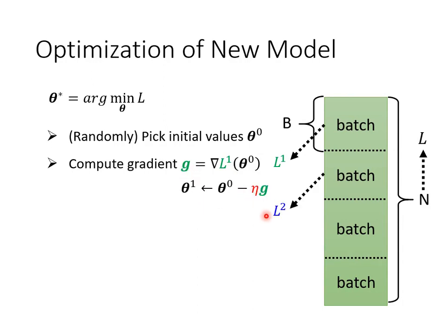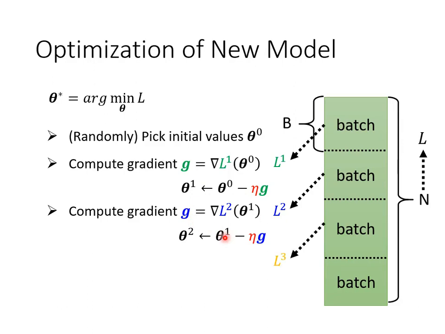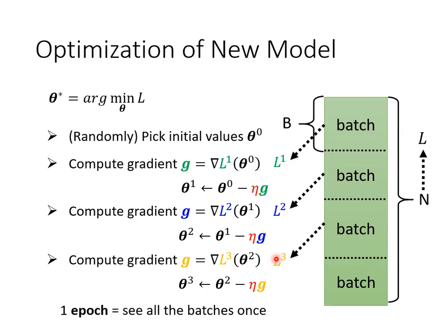Then, select the next batch to calculate L2, calculate the gradient according to L2, and update the parameters. Select another batch to calculate L3, calculate the gradient according to L3, and use the gradient calculated by L3 to update the parameters. Hence, we do not calculate the gradient by the capital L. In fact, we calculate the gradient using L1, L2, and L3 from batches. Processing all the batches once is called an epoch.